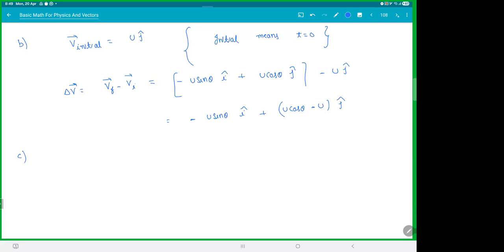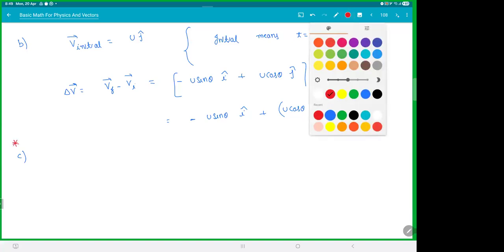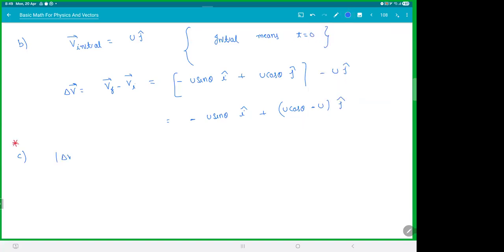The third part. Like I said, this is an important result. You should mug up, remember this. I want the magnitude, mod of delta v bar. Now this is more of a maths exercise at this point. How do you get the magnitude of a vector? We take the coefficient of i cap, that is this guy, and the coefficient of j cap, this guy, square them and add them. Hope you guys remember that. You take the coefficients of i, j, k, square them and add them up. That would be root over (u sine theta) whole square plus (u cos theta minus u) whole square.